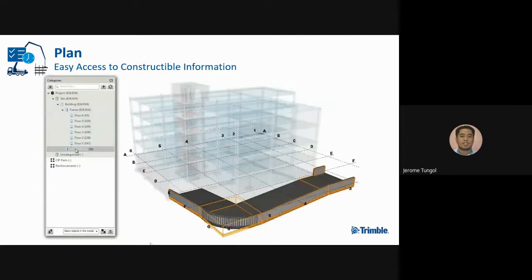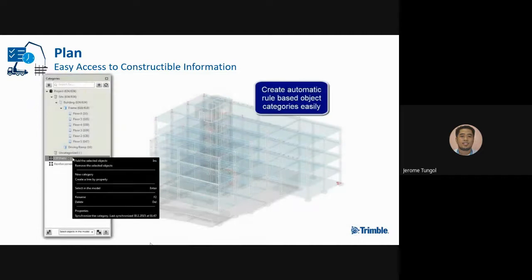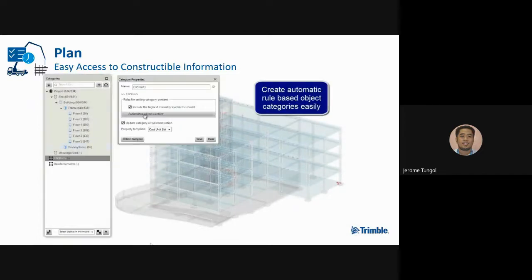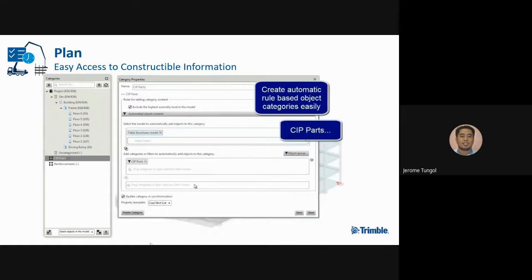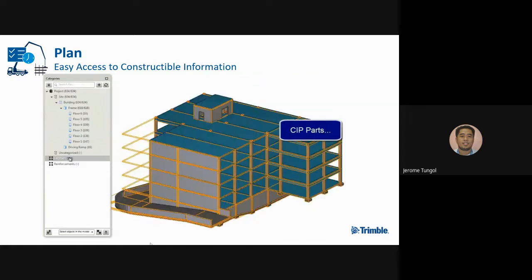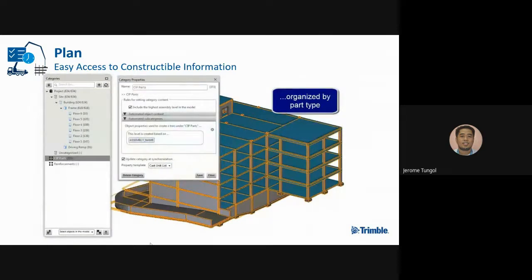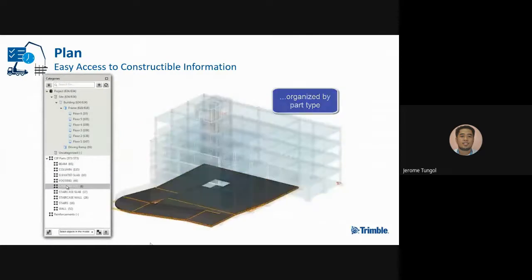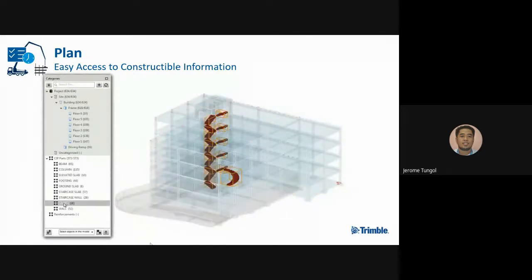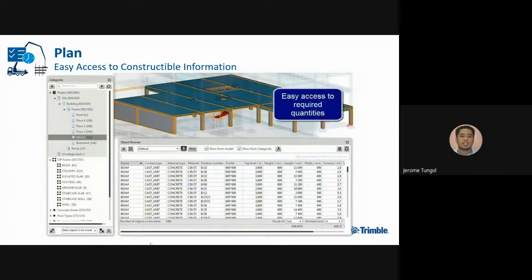The organizer also creates automatic rule-based object categories easily, for example, by assembly name. So you select the models and then CIP parts, and then set the rules for assembly name. And then the organizer will group concrete automatically by its assembly name. And then as a result, you can have easy access to required quantities.